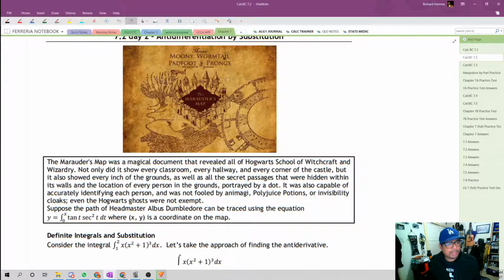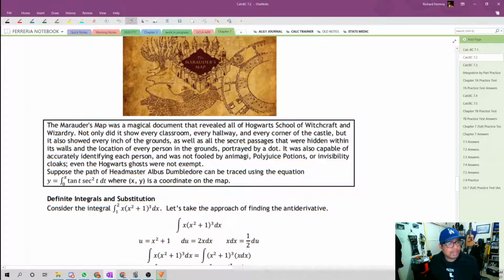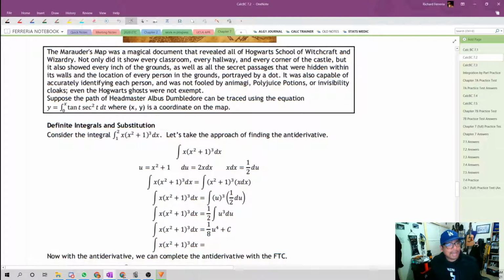So let's suppose that the path of Albus Dumbledore can be traced using the equation integral from 0 to x of tangent t secant squared t dt, where (x, y) is a coordinate on the map. Okay, so for this one, we're going to have to learn a little bit more about substitution. Let's take a look at this one.